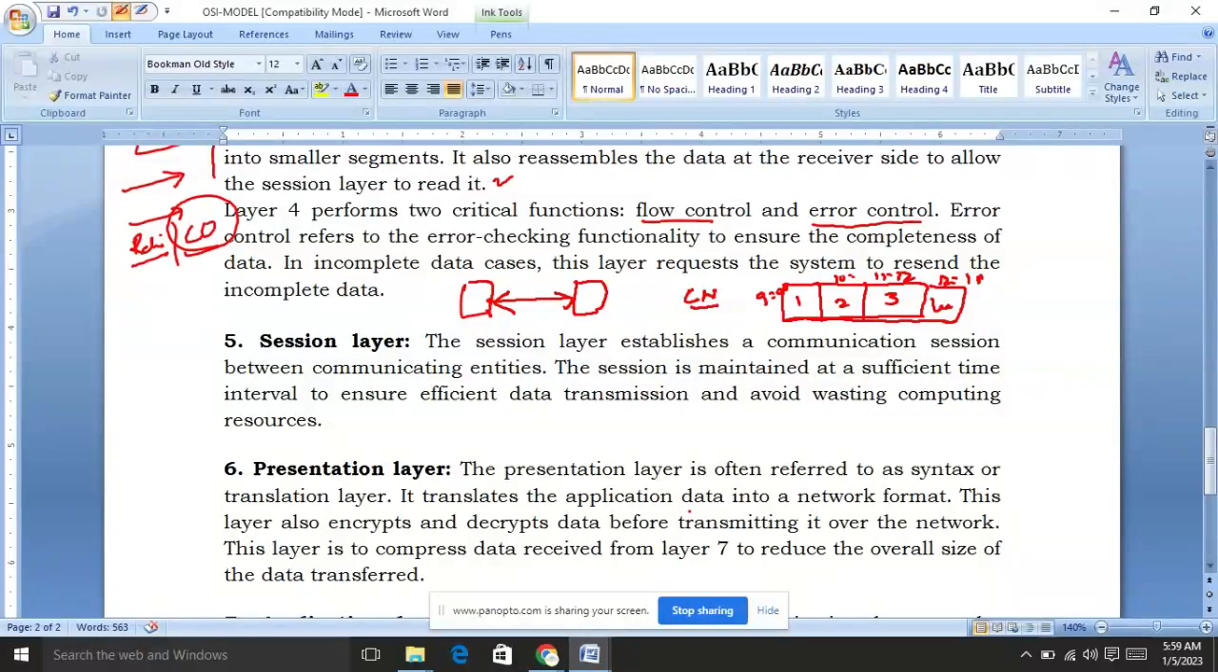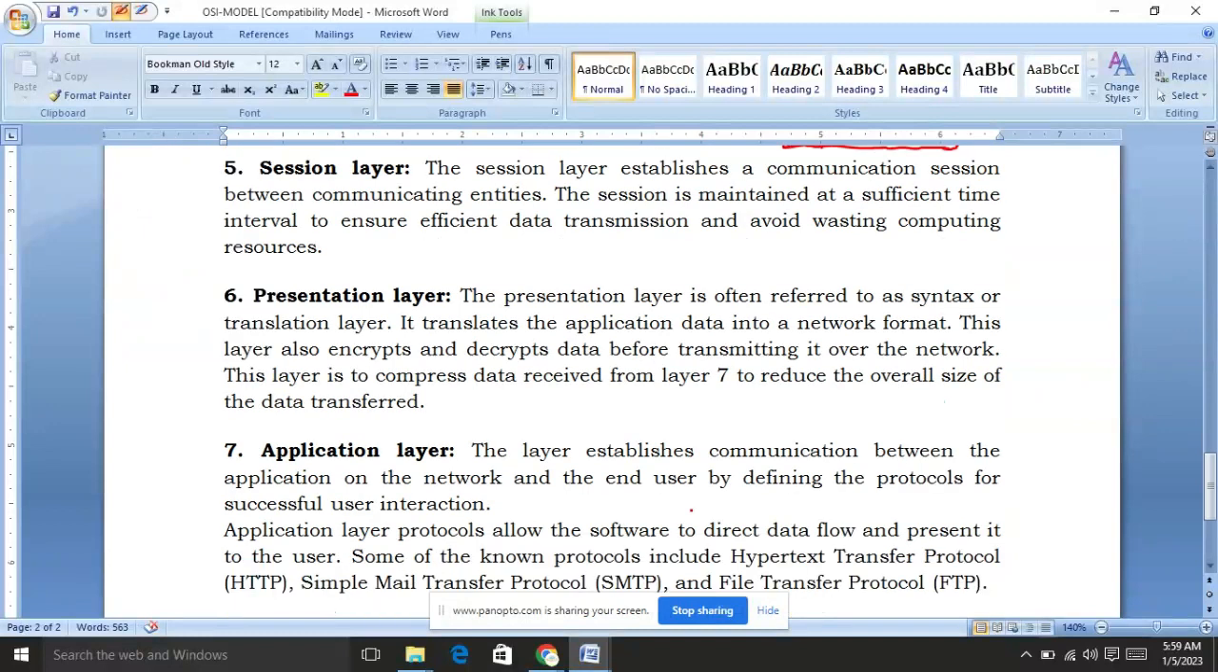The next one is the presentation layer, right? This presentation layer may also be known as the syntax layer or translation layer. Actually, especially on the receiver side, for ease of understanding, this is the presentation layer, and the one above is the application layer. On the sender side, the application layer sends the data to the presentation layer. On the receiver side, the presentation layer sends the data to the application layer.